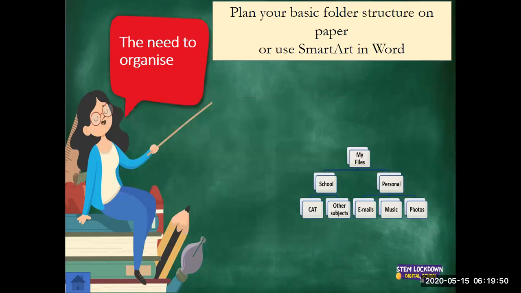So, okay, let me just continue. You need to organize the files. Plan your basic folder structure on paper, or you can use SmartArt in Word. For example, what you see here, this is a root folder, the main folder that contains all these subfolders. In this root folder, I have school as a subfolder and personal as a subfolder. Under personal, I've got some other subfolders. In the school folder, I've got CAT and the other subjects. So that means if I look for anything related to CAT, I should go to the subfolder school, and in there I'll be able to access it.